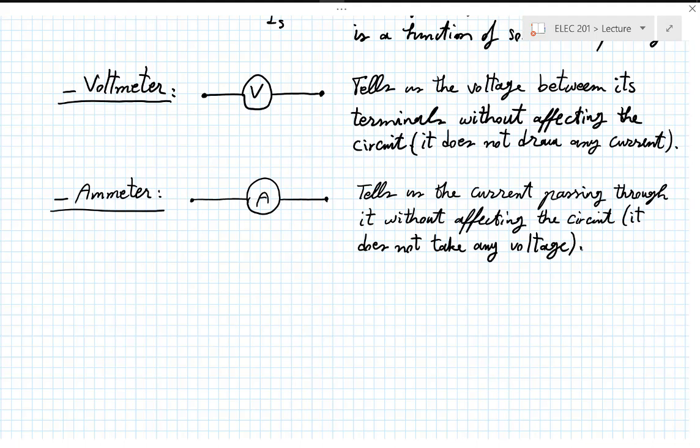So think of the voltmeter as a resistor with infinite resistance that just happens to have a dial that will tell you what the voltage is. That's all. And the ammeter as a resistor with 0 resistance that just happens to have a dial that will read the current that's going through it. So they are not supposed to affect the rest of the circuit. And we will soon see why they have to have this property of infinite resistance or 0 resistance in order not to affect the rest of the circuit.